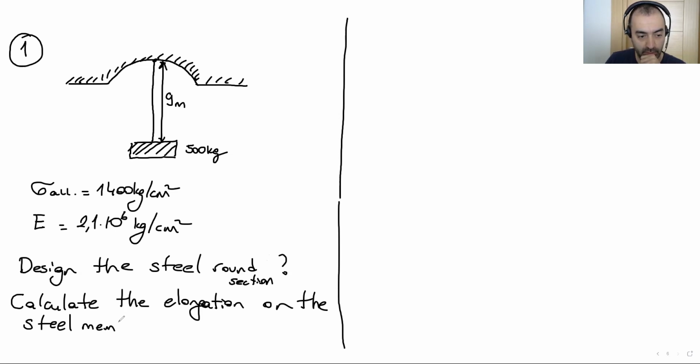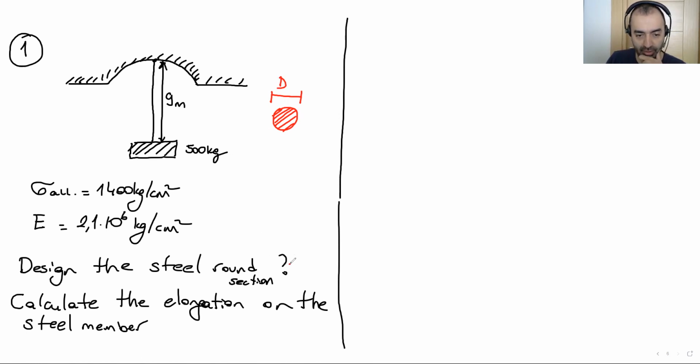Steel member. So the section of this steel member is this. It's a solid steel member. To size it, we are going to decide the diameter of the section. So design means determine the dimension for a structural member.